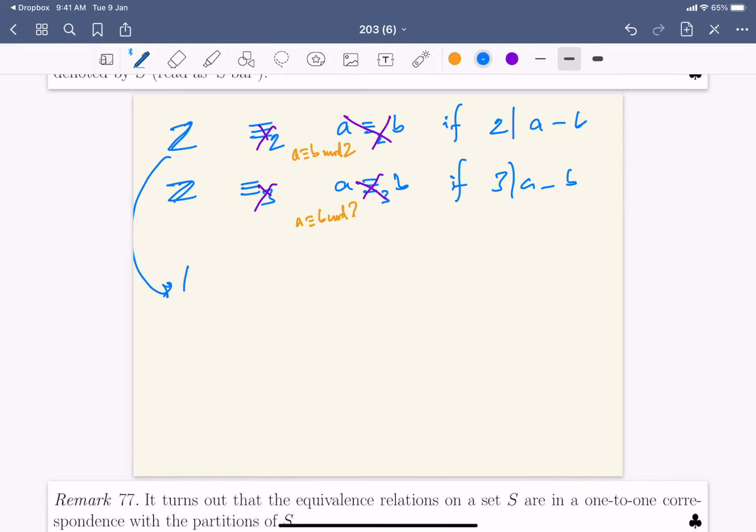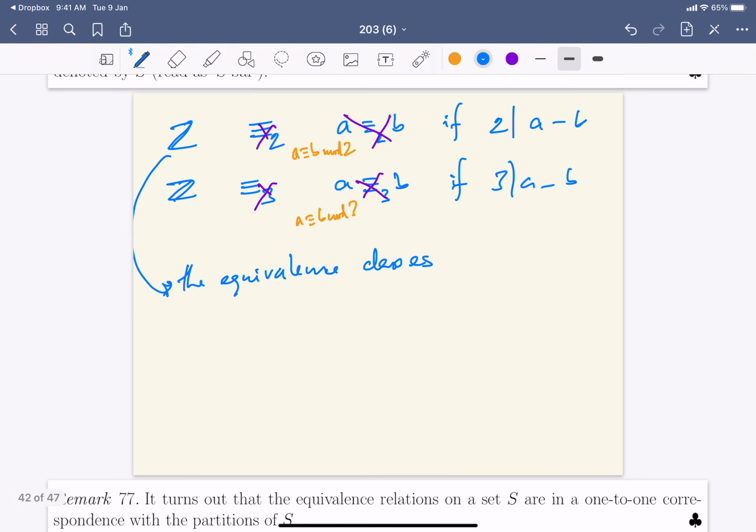So here, how many equivalence classes are there? There are just 2. One is the set of all even integers, 0, 2, minus 2, 4, minus 4, etc. The other one is 1, minus 1, 3, minus 3, 5, minus 5, and so on.